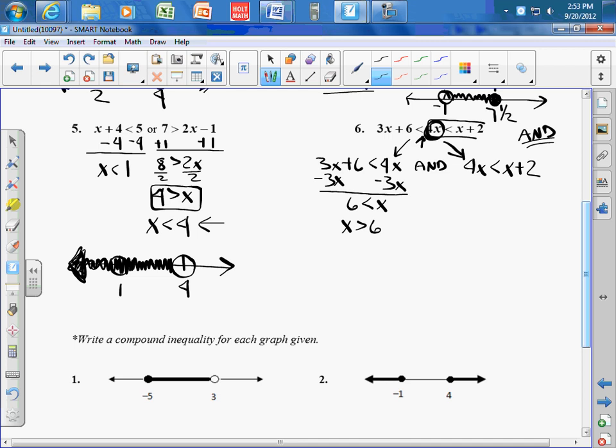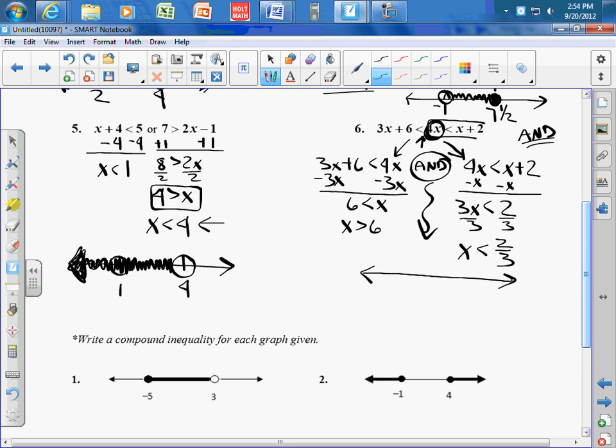In the second inequality, I'm going to subtract x from both sides. 3x is less than 2. Dividing both sides by 3, it's not 1.5. It's x is less than 2/3. So 3 number lines. This is a compound "and". So 3 number lines. Be careful on this one. Don't be thinking that we're going to shade between the 2/3 and the 6.